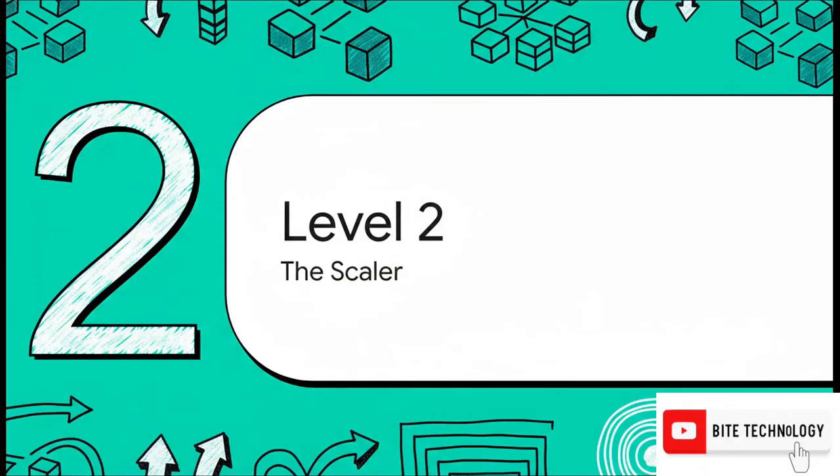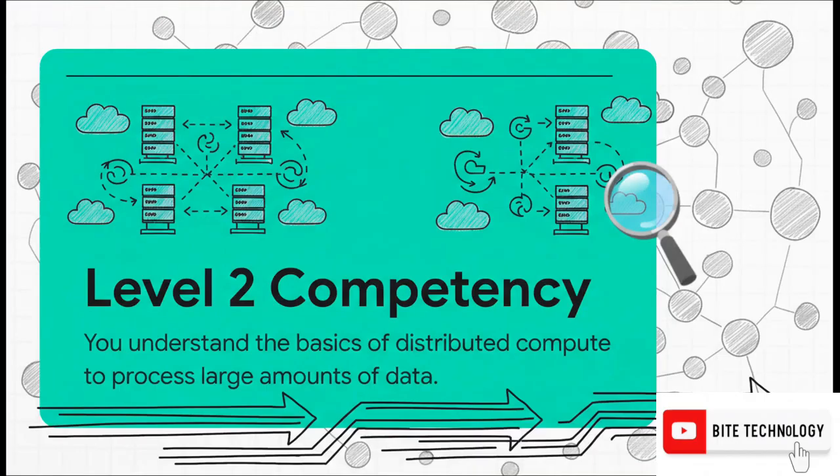All right, let's level up. Once you know how to build, the next big challenge is learning how to build big. And that brings us to level 2, the scaler. This is a total game changer. You're not stuck on just one computer anymore. At this stage, you're starting to get the basics of distributed compute. Think of it like this: instead of one person trying to lift something heavy, you've got a whole team of computers working together on the same giant job. It's the only way to deal with really, really big data.